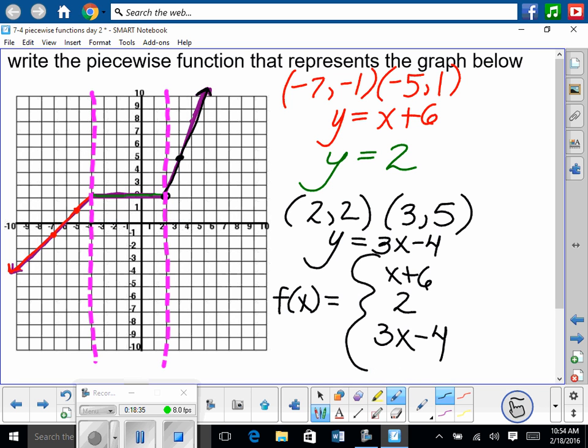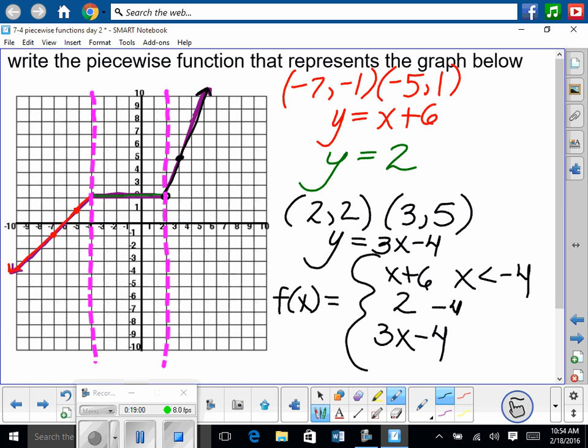Okay, so putting in our domain restrictions. We have this line, x plus 6, and that was for x values. Isn't that less than negative 4? Everybody, do you see it? That's negative 4. So x value is less than negative 4. Now this line started at negative 4 and went to 2, right? So this function was for x values between negative 4 up to 2.